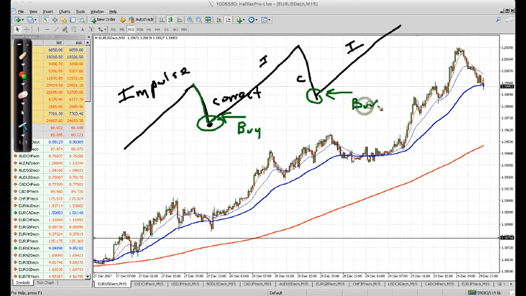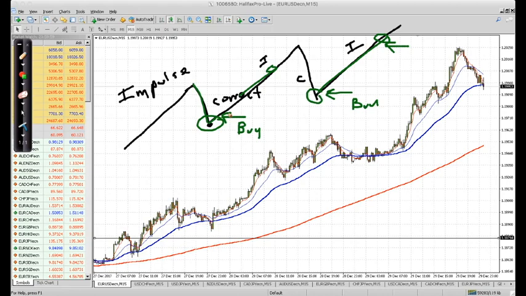And to enter, to catch the new impulsive wave. And of course, to take profits somewhere here. Okay? So the question is always, how do you know it's the end of the corrective wave? How do you know that it has retraced enough and is going to move up after moving down for a while? Well, that's where, again, moving averages come in.